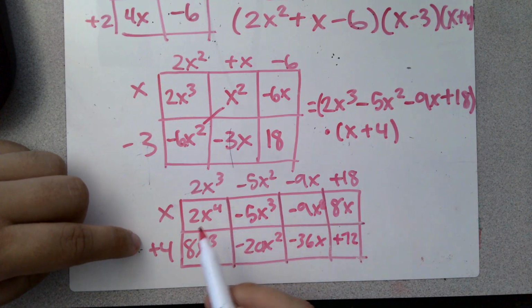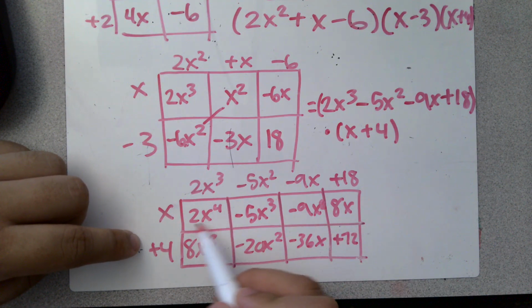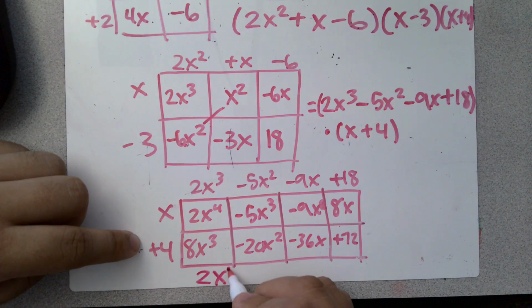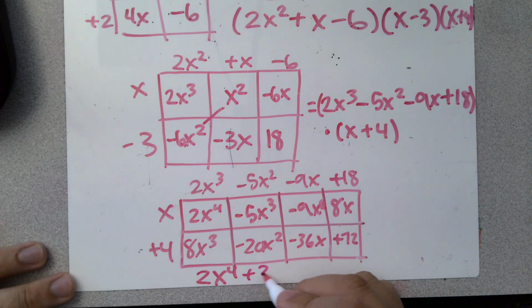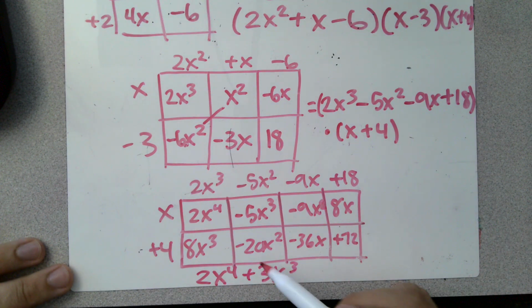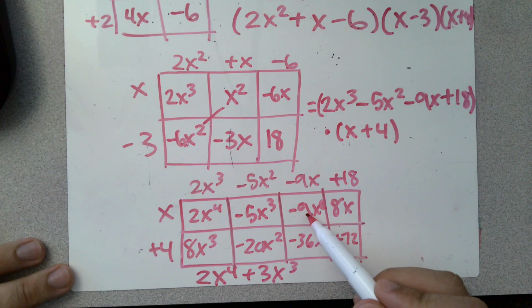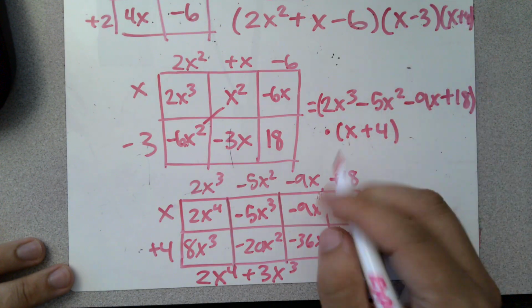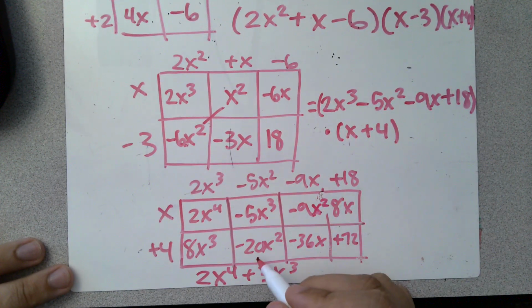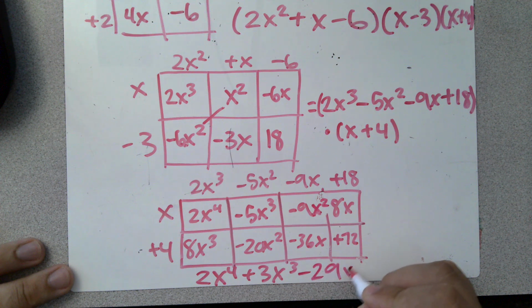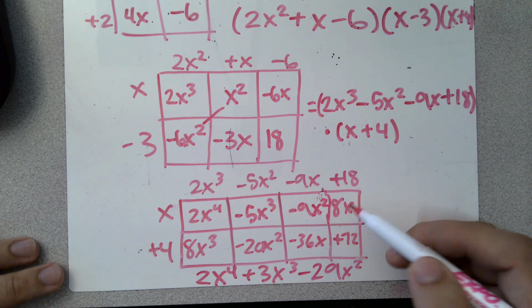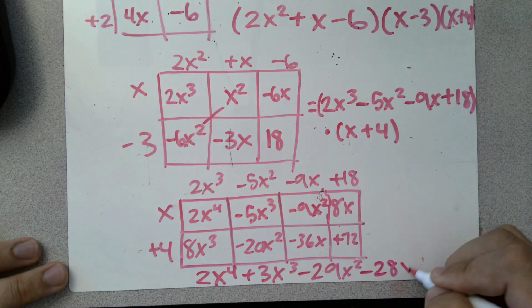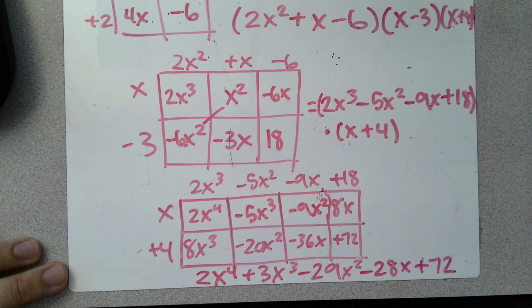Well, I have to combine like terms. This is my only x to the power of 4, so that's 2x to the power of 4. I have 8x to the power of 3 minus 5x to the power of 3, that's plus 3x to the power of 3. Negative 20x squared minus 9x squared is negative 29x squared. And then I have negative 36x plus 8x is negative 28x, plus 72.